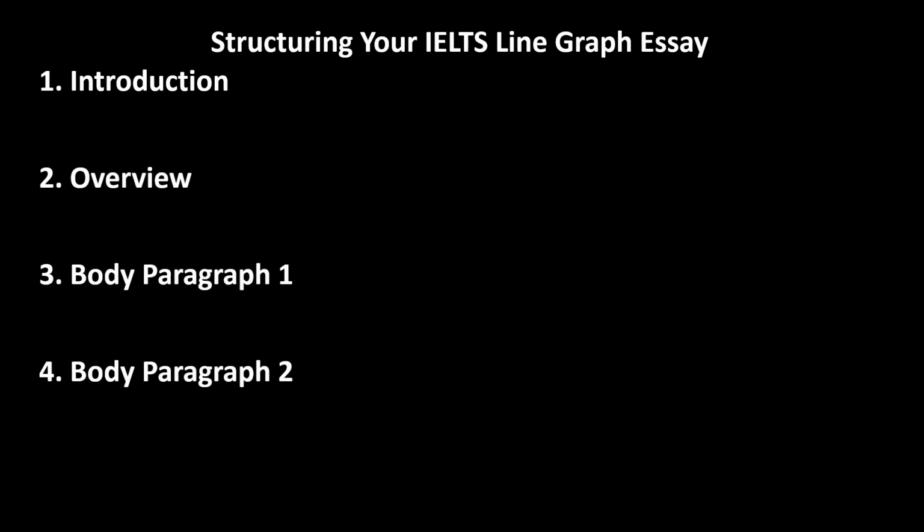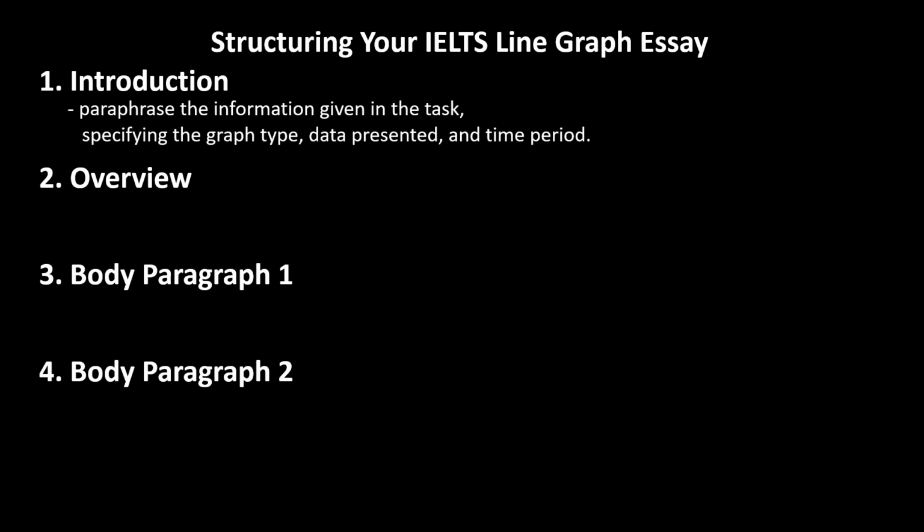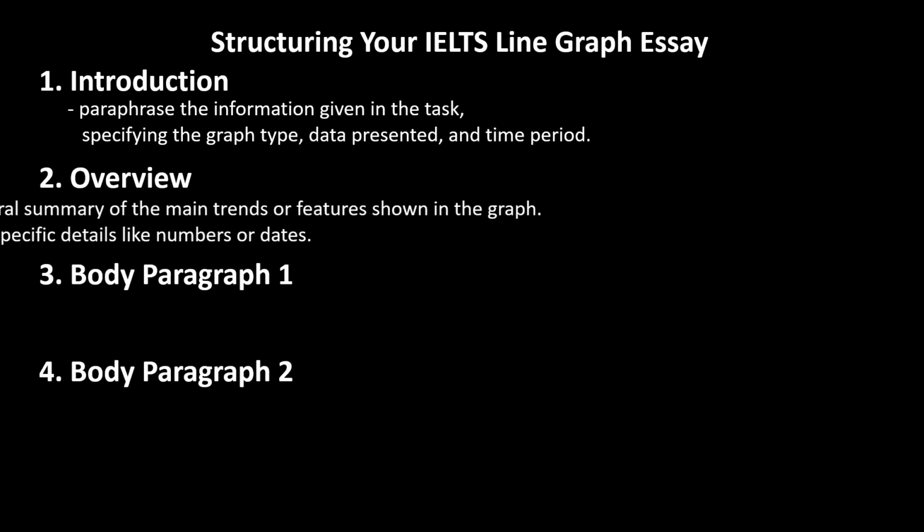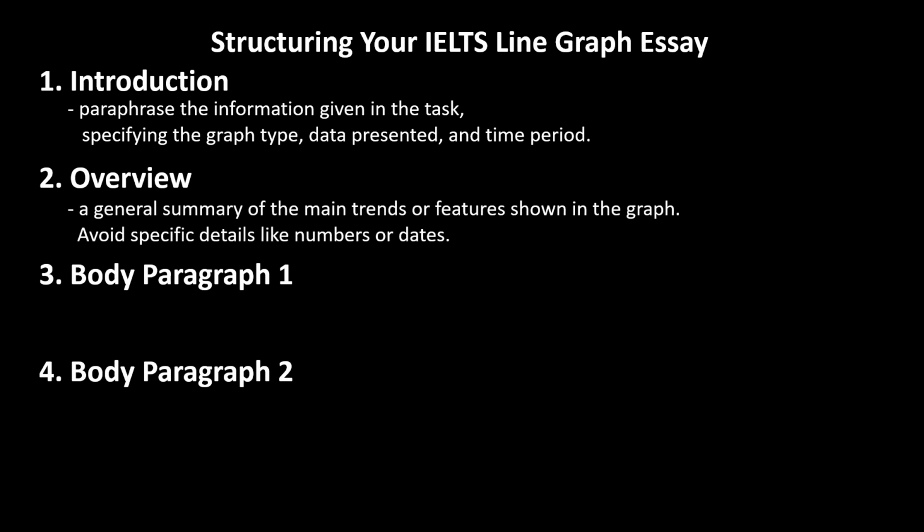To achieve a well-structured and coherent essay, it's essential to organize your writing effectively. It should have 4 clear sections: an introduction, an overview, and 2 main body paragraphs. First is the introduction. This is where you introduce the graph to the examiner. You should paraphrase the information given in the task, specifying the graph type, data presented, and time period. Next is the overview. Here, you provide a general summary of the main trends or features shown in the graph. Avoid specific details like numbers or dates.